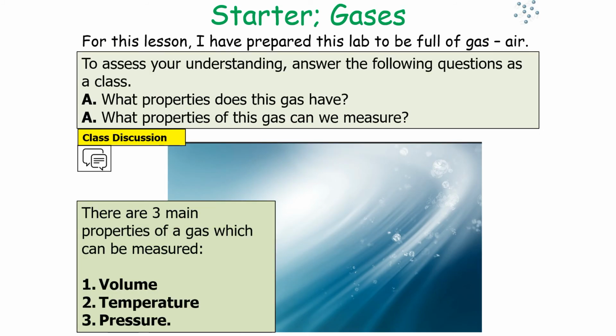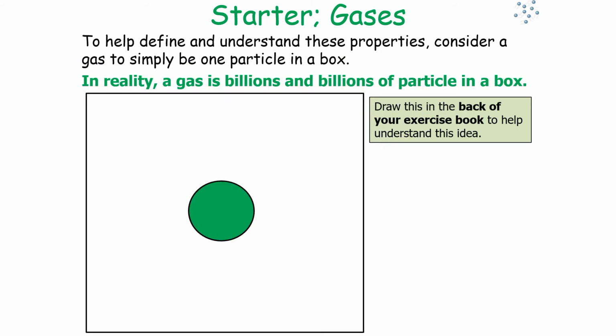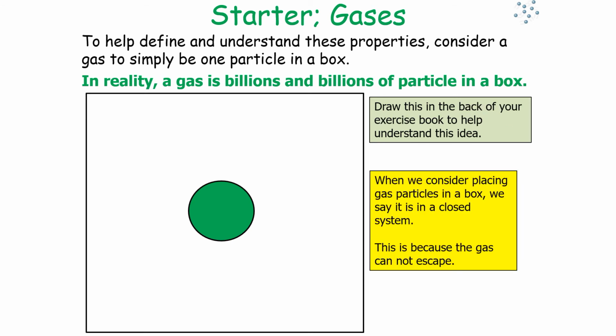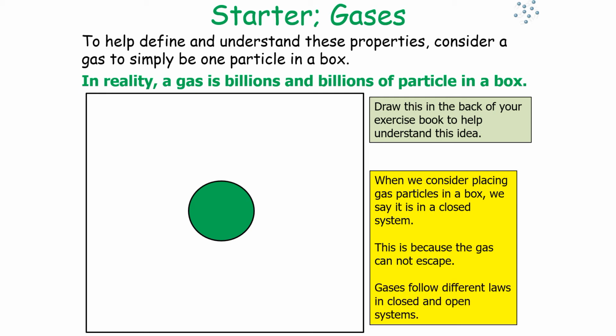Now there are 3 properties of a gas which can be measured: the volume, the temperature and the pressure. Now let's consider these properties by considering a gas particle in a box. Now when we consider placing gas particles in a box, we say it's in a closed system because the gas particles cannot escape. Now gases follow different laws in open and closed systems, but in this course we're only going to consider gases which are trapped in a space in a closed system.